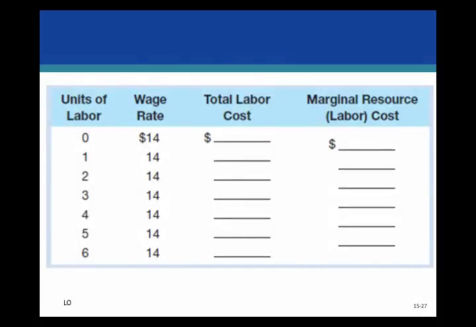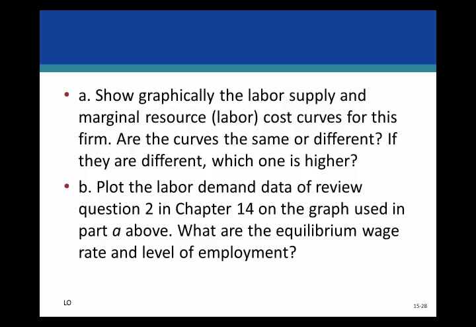All right. In chapter 15, number 2, I've actually copied this problem and just want to walk through it, just as I did the last one, to give you some guidance before you go into Connect. We're looking at labor units, a wage rate of $14, and a total labor cost, which will be our labor times our wage, so putting that there, and then the delta, the change in our labor costs. So this is number 2 in the back of chapter 15. We want to show graphically what that looks like, then complete our chart, and then look at what the equilibrium wage rate and level of employment are.